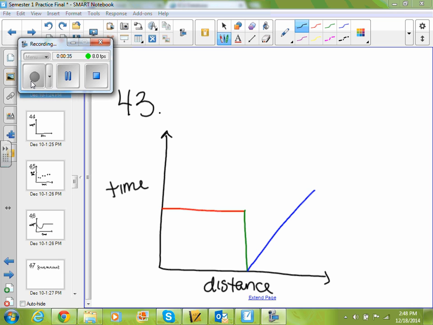Is this continuous or discrete? Okay, why? Because it... What's the definition of a continuous graph? Keeps going. Keeps going, right? Connected lines. We have connected lines. So if it's continuous, it's connected lines.